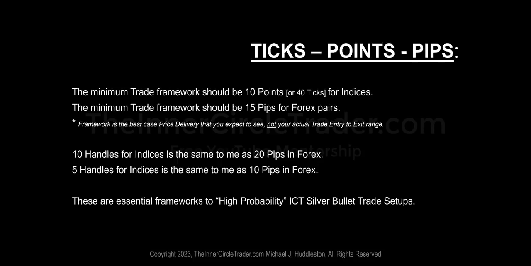the question is, if I'm looking for 5 handles of price movement in the E-mini S&P, what would that translate to for those that are trading Forex? That would be the equivalent of 10 pips. If I'm looking for 10 handles in indices, or trading stock index futures, if you're a Forex trader, you would be looking for the equivalent of 20 pips in your Forex pair. So that way there's the relationship between the two. These are essential frameworks to what I deem high probability ICT Silver Bullet trade setups.